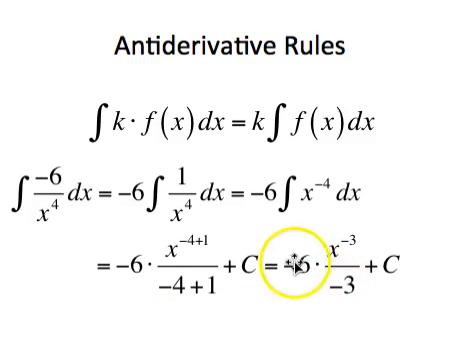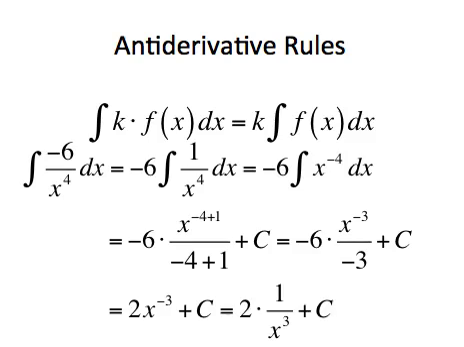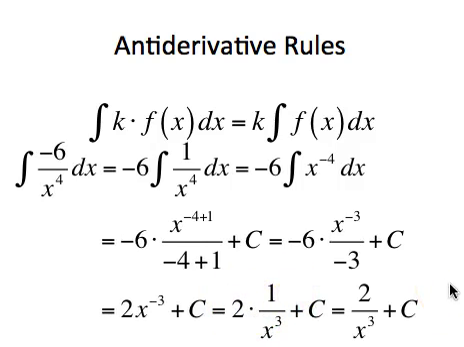But negative 6 over negative 3 reduces to 2. So we get 2x to the negative 3 plus c. But what does x to the negative 3 mean? 1 over x to the third. 2 times 1 over x to the third plus c. That, of course, is 2 over x to the third plus c, which will be our final answer for that one.